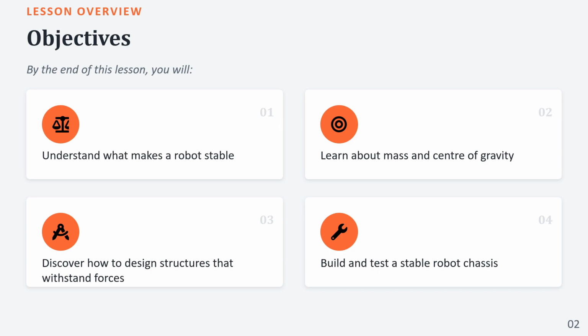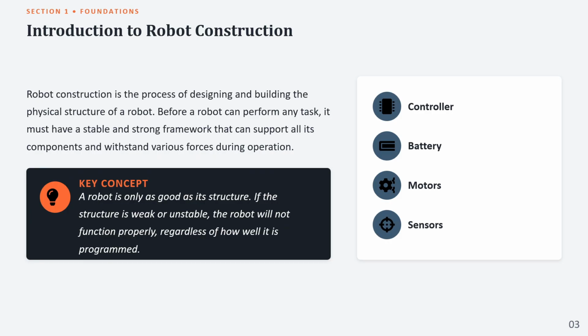Then you have to bring your objectives. By the end of the lesson, learners should be able to: one, understand what makes robots stable; two, learn about mass and center of gravity, and explain mass and center of gravity in your own words; three, discover how to design structures that withstand forces; four, build and test a robot chassis. Now, the first three are conceptual, and the fourth one is proof that the three objectives have been well understood. I'm done with my objectives. You do the same with yours.